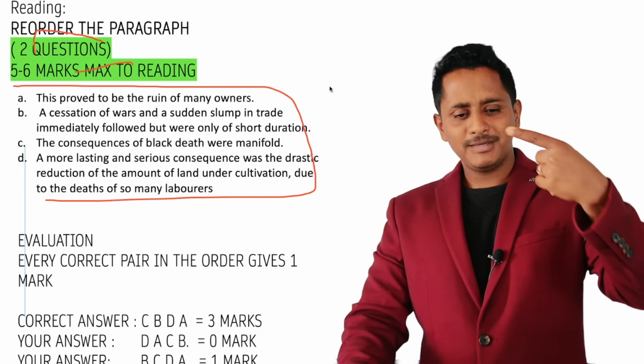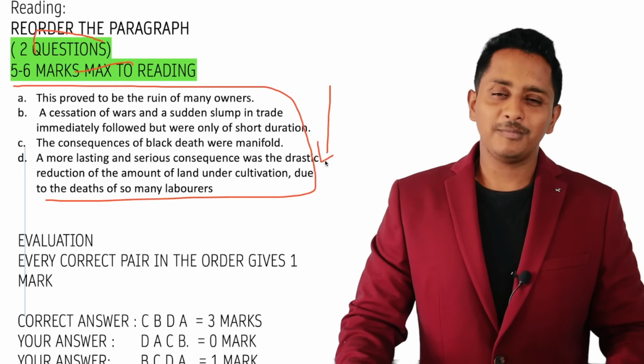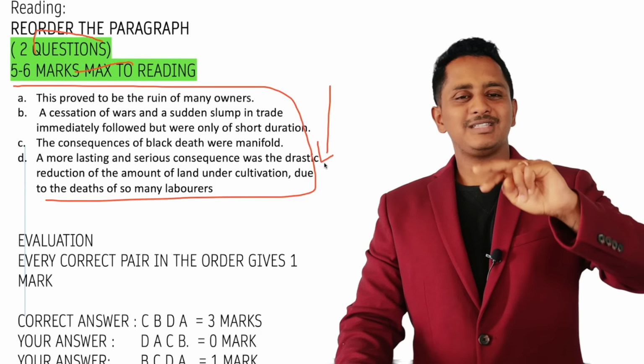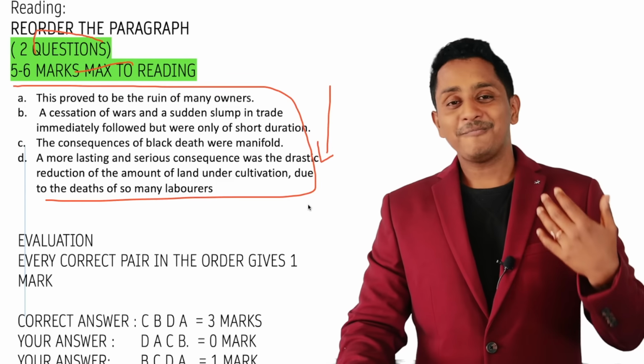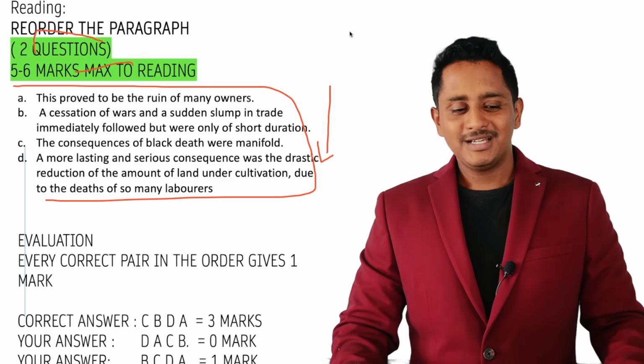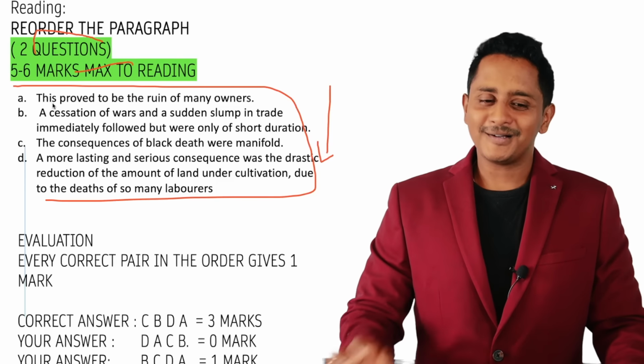From top to bottom, A, B, C, D in this direction you read. It is not making sense. Your job is to rearrange them. Check my reorder video in my channel. You will understand more about how to do it. This is a little tricky module.